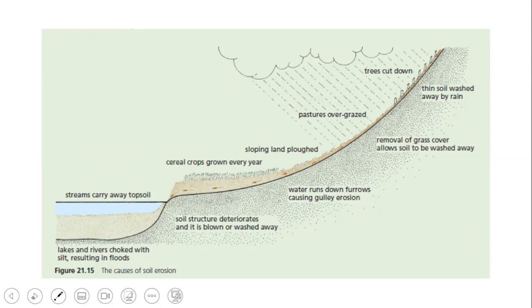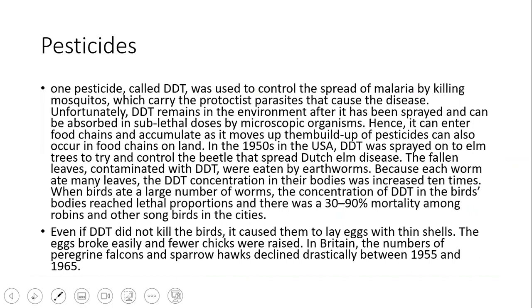Now, let's talk about pesticides in a bit more detail, right? One pesticide that we have to talk about is known as DDT. DDT was a pesticide that was used at one point. We don't use it anymore. It was used at one point to control the spread of malaria.